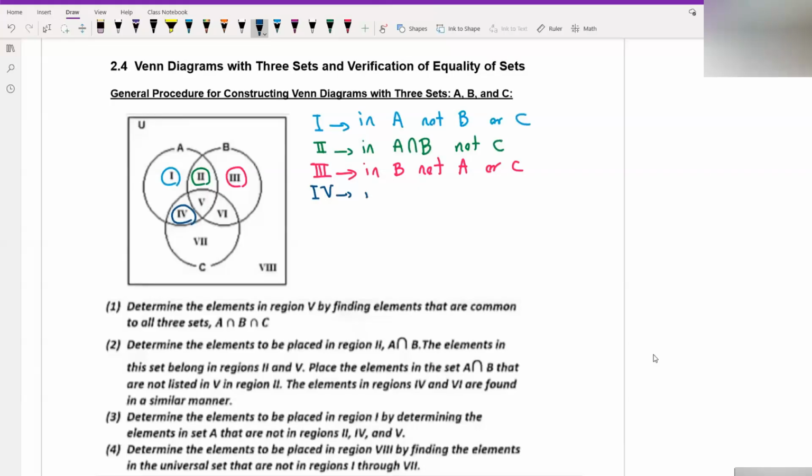Number 4, this one is in A. So that is again an intersection part, same as number 2. But it's in A and C, not B. Number 5. This is for members that are common between all these 3 sets. So it's in A and B and C.